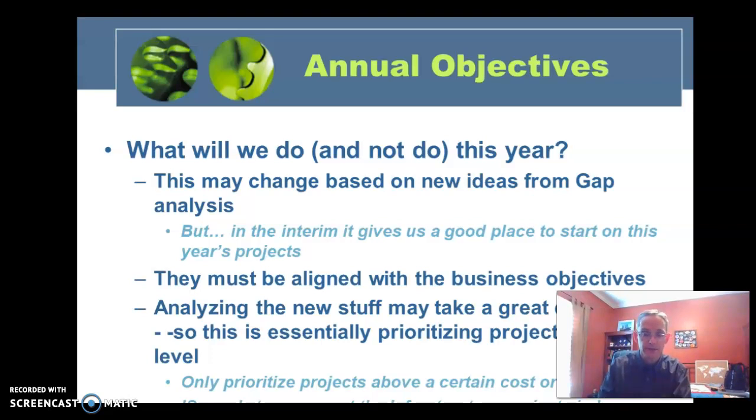Out of that, we should be able to set up our objectives. What are we going to do and what are we not going to do this year? This can change based on new ideas from the gap analysis, but in the interim, it's going to give us a good place to start on this year's projects. Align them up to the business objectives.